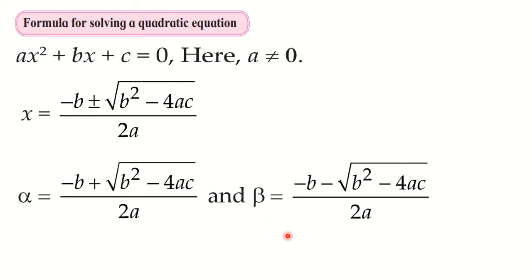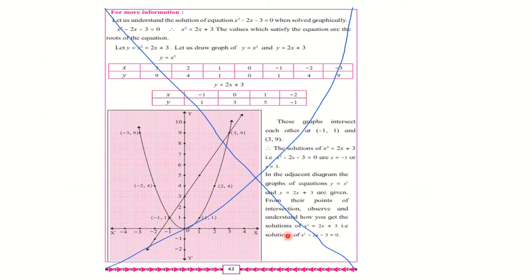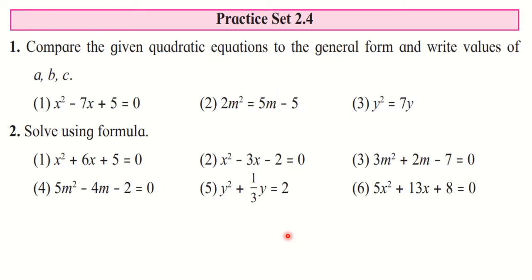Okay. So page number 42 is cancelled again. Take a note of that. For more information it was given, but it is cancelled. Next is practice set 2.4, which is based on the formula method. Here the first is very easy. That is actually what we have in 2.1: write in general form and write the values of a, b, c.